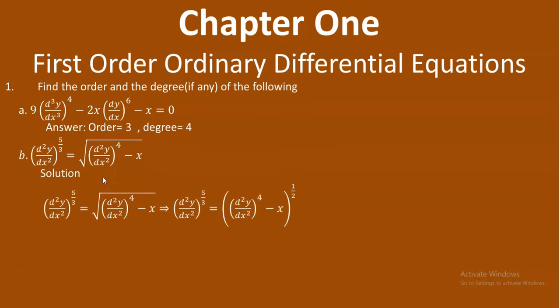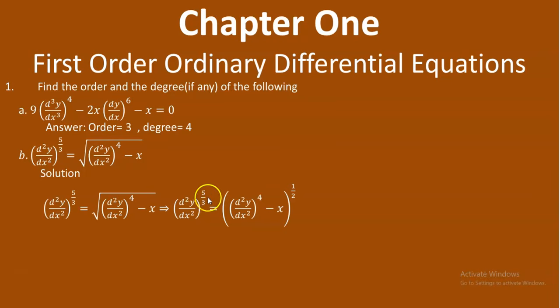So the solution goes like this. This is the problem we had, so we can rewrite it as: (d²y/dx²)^(5/3) plus the fourth power of the second derivative of y with respect to x² minus x, to the power of 1/2. What I did here is, the square root is taken as a power of 1/2, as you see. So everything is straightforward.